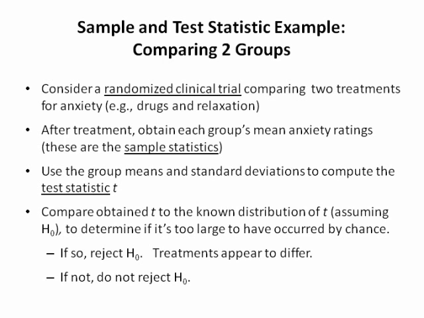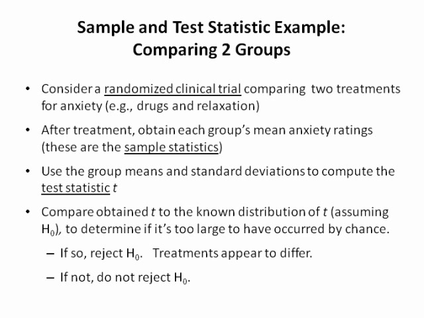Okay. And what we do is we compare our obtained T, and that obtained T is based on the sample statistics. Okay, so we're using those sample statistics, the means, the standard deviations, to compute a test statistic T, that's our obtained T. And we want to know whether that obtained T is larger than to have occurred by chance based on some known distribution of T. If it's too large to have occurred by chance, then we reject H sub 0.